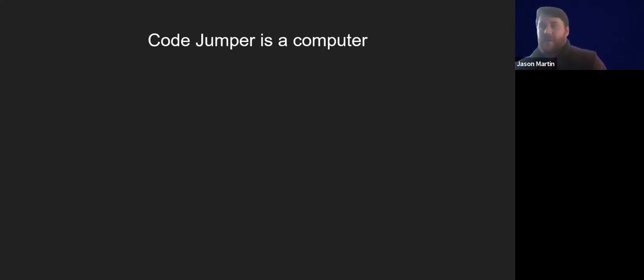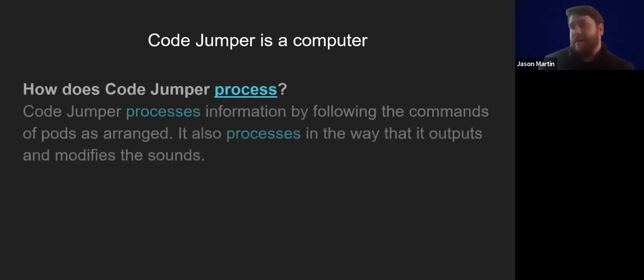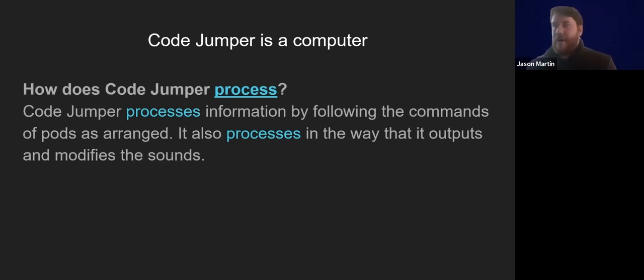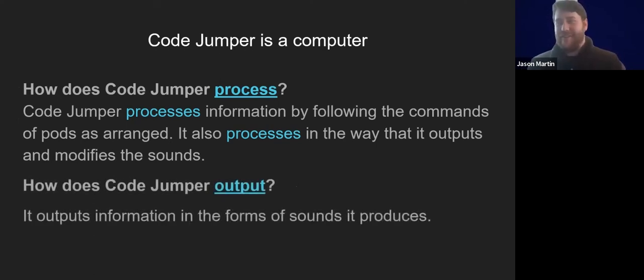And again, continuing with the conversation, how does CodeJumper process? And you ask the students, as CodeJumper processes information by following the commands of pods as arranged. It also processes in a way that it can output and modify the sounds. And how does it output? I love this question because it's the Captain Obvious question, but it outputs information in the form of sounds it produces.